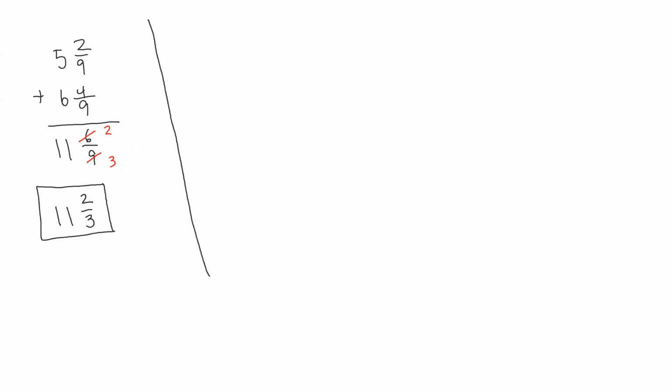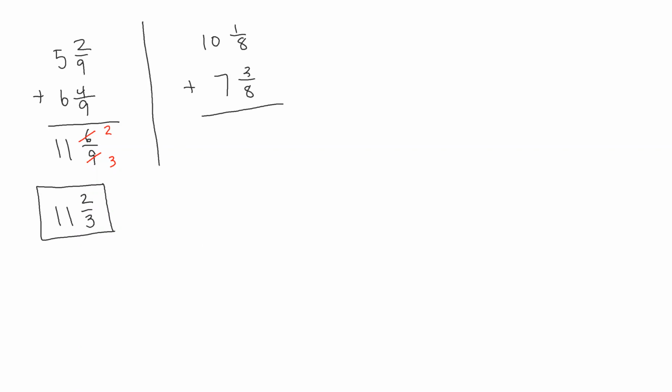Let's do another one. What if I had 10 1/8 plus 7 3/8? So double check, make sure you do have common denominators. I do. My common denominator is 8. So I want to add my numerators. 1 plus 3 is 4. I want to go and add my 10 and my 7. I get 17.